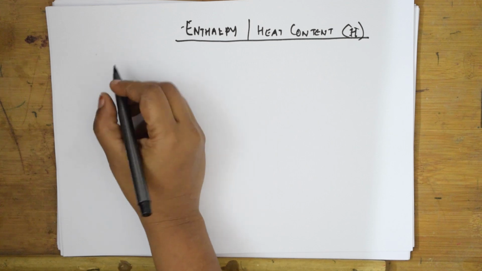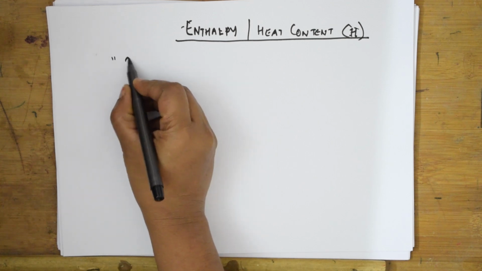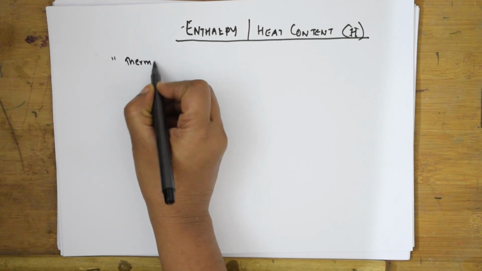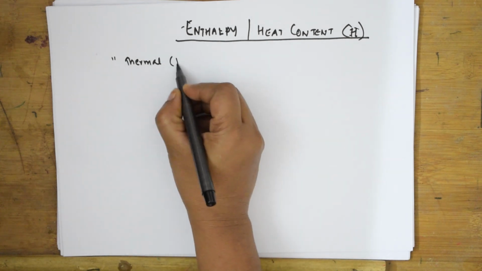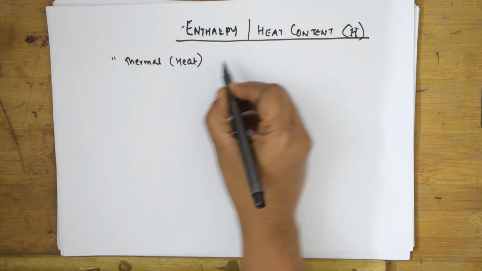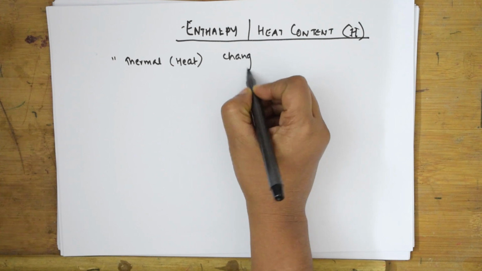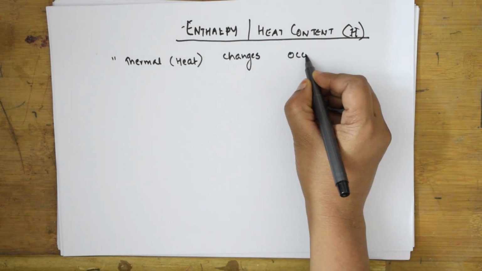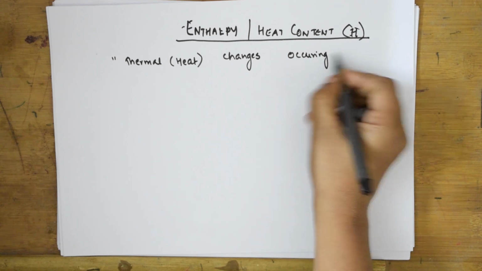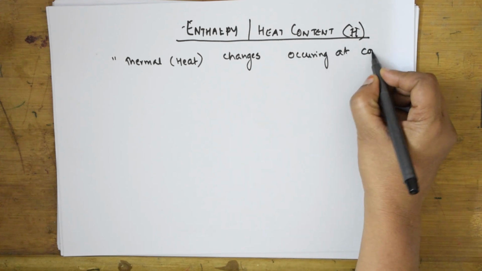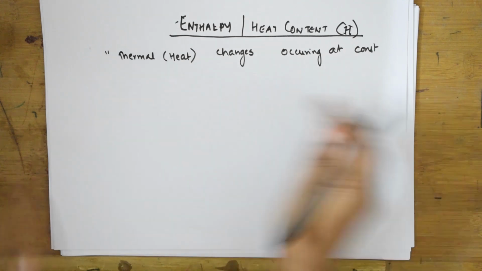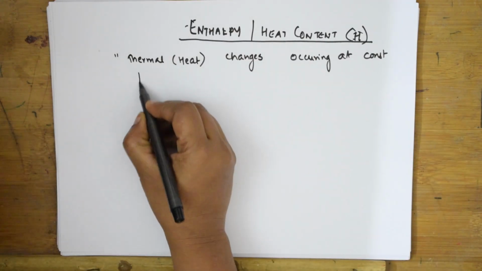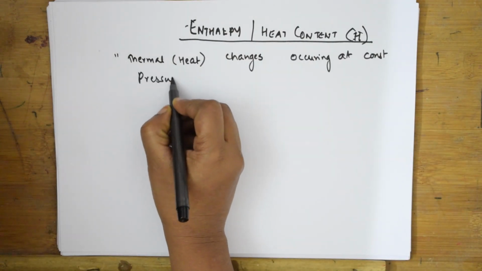So remember, if I have to write the definition, what do I write? Enthalpy is defined as, or it's taken as, the thermal changes. Thermal means heat, basically. Let us write that heat. So these heat changes, whatever are happening, what is the condition now? These changes should occur, or they will occur, at constant pressure. That is important. At constant pressure. So at constant pressure is called enthalpy.